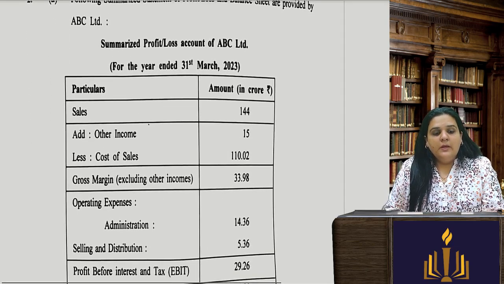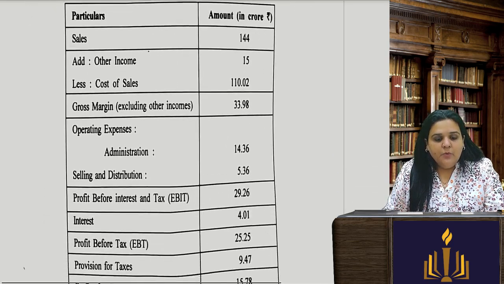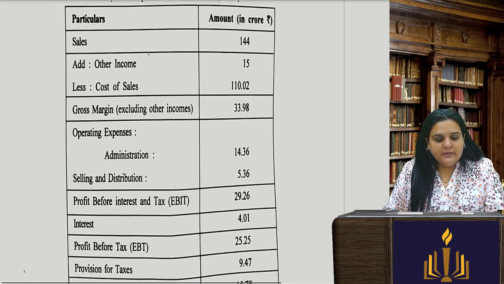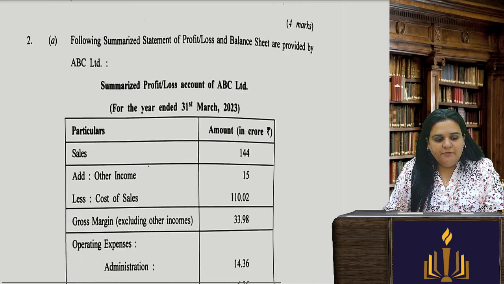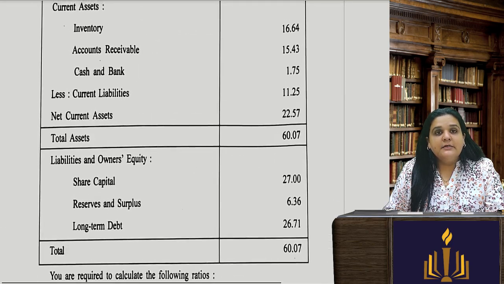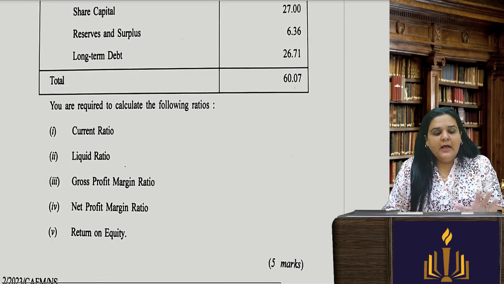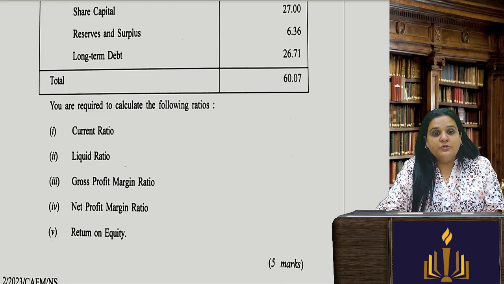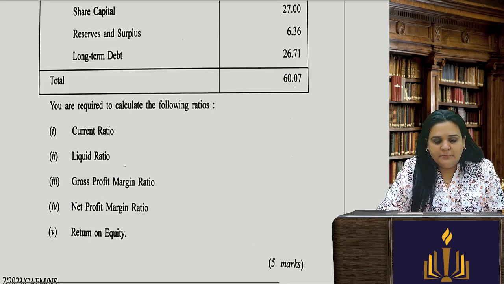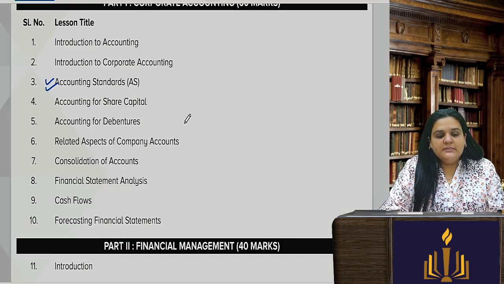Question number 2A starts with a summarized profit and loss statement and balance sheet, which they have given us for the year ending 31st March 2023. They have given us the profit and loss account and a small balance sheet of ABC Limited, and they are asking you about the different types of ratios to be calculated: current, liquid, gross profit margin ratio, net profit margin ratio. Again, all this relates to aspects of company accounts.